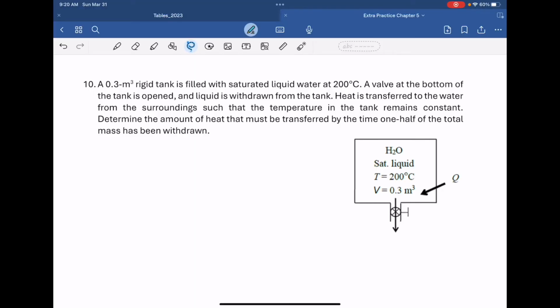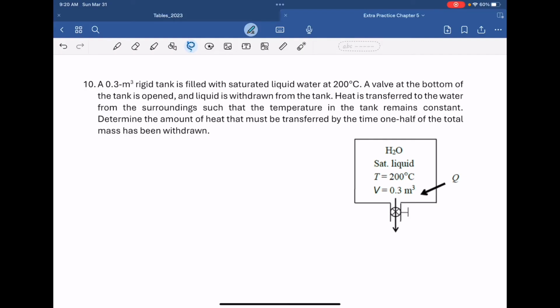A 0.3 meter cube rigid tank is filled with saturated liquid water at 200 degrees Celsius. A valve at the bottom of the tank is opened and liquid is withdrawn from the tank. So looks like this is a rigid tank where we are discharging a certain substance, and as a function of time, the mass of the water inside will decrease. So then we can call this an unsteady flow device.